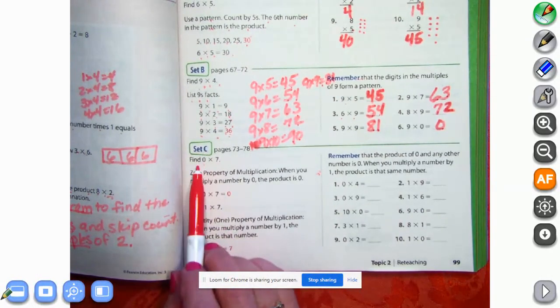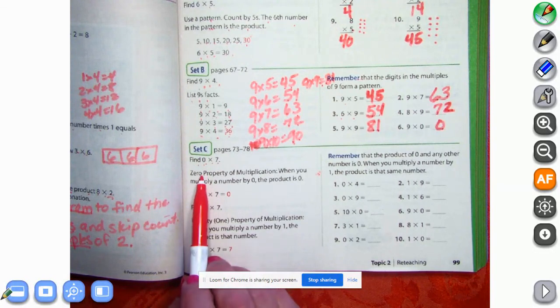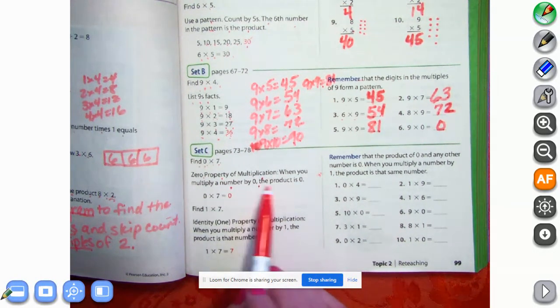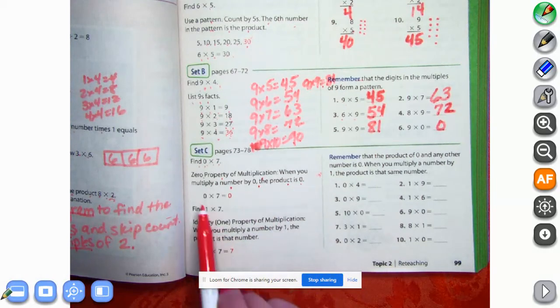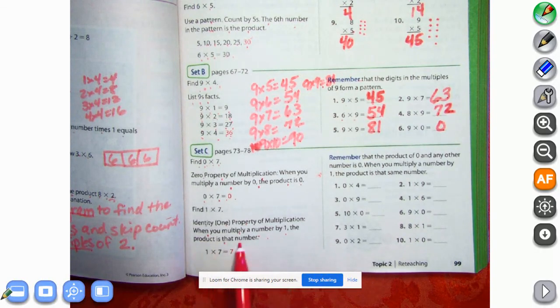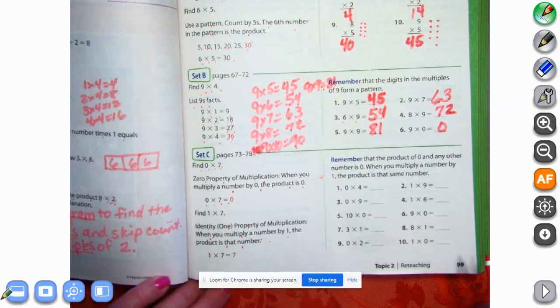Set C says, find 0 times 7. Zero property of multiplication. When you multiply a number by 0, the product is 0. 0 groups of 7 equals 0. Identity property of multiplication. When you multiply a number by 1, the product is that number. 1 times 7 equals 7.